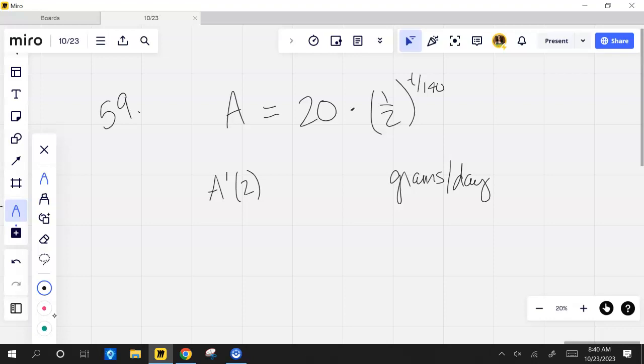All right, anyway, let's find the derivative first. The derivative with respect to t is... Is this a calculator problem?